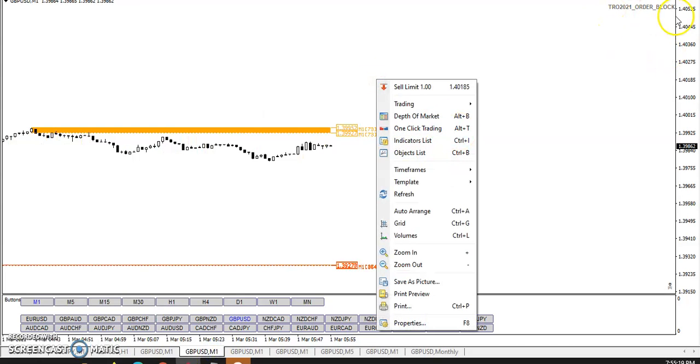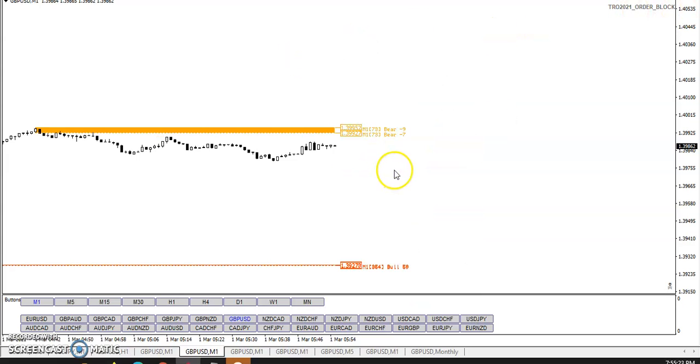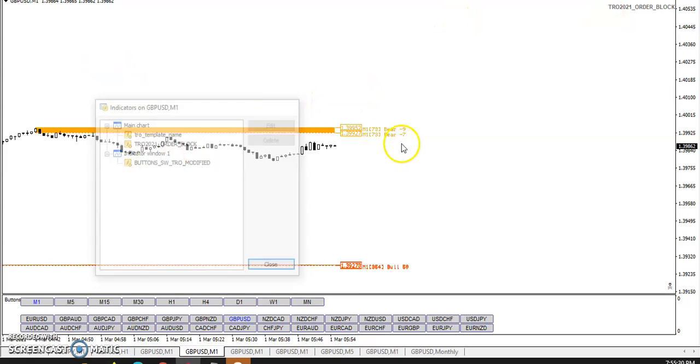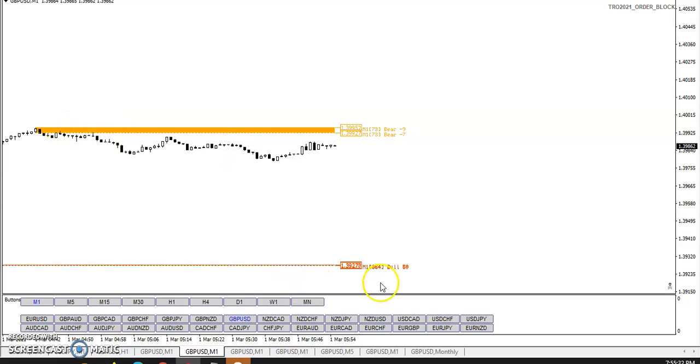Okay, the first indicator is the TRO2021 order block, and that's the name of the template. So what this indicator does is it will show you where the order blocks are based on the time frame.